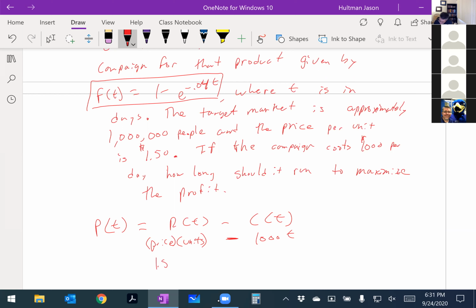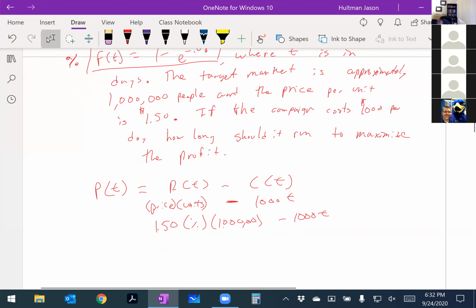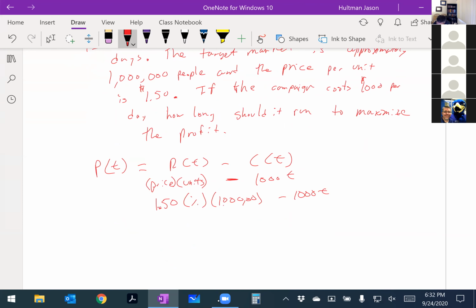So let's find out what the price is. The price is $1.50. The number of units that I'm going to be able to sell is going to be a percentage of the 1 million people. So what is the percentage? Well, that depends on how long the ad runs. So $1.50 times the percentage function, which is our f of t, that's 1 minus e to the negative 0.04 t.